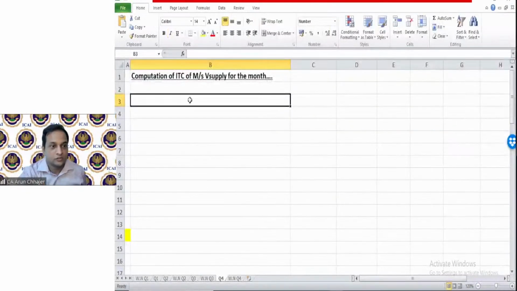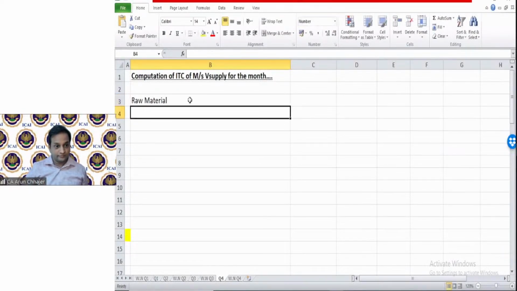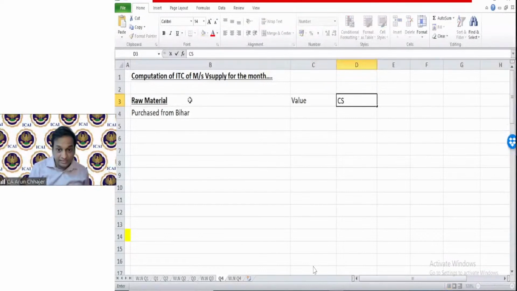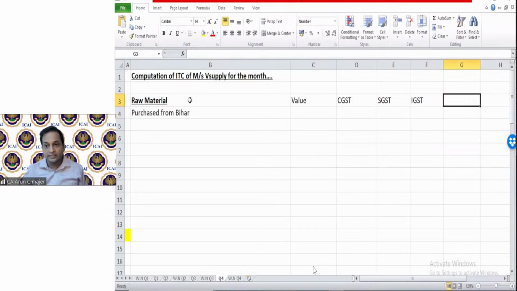In the raw material, there is too much calculation. So let me bifurcate the amount, and then we'll do one by one. So first is the purchase from Bihar. How much is the purchase from Bihar? So same, we will write value, CGST, SGST, and IGST, correct? Then total.